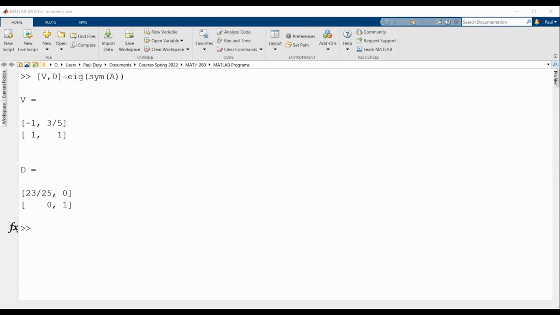Mikhail's good. The matrix V contains your eigenvectors. The matrix D contains your eigenvalues. And that's just how they're presented using this command. Very good, Jacob, you're good. All right, Mikhail, very good.